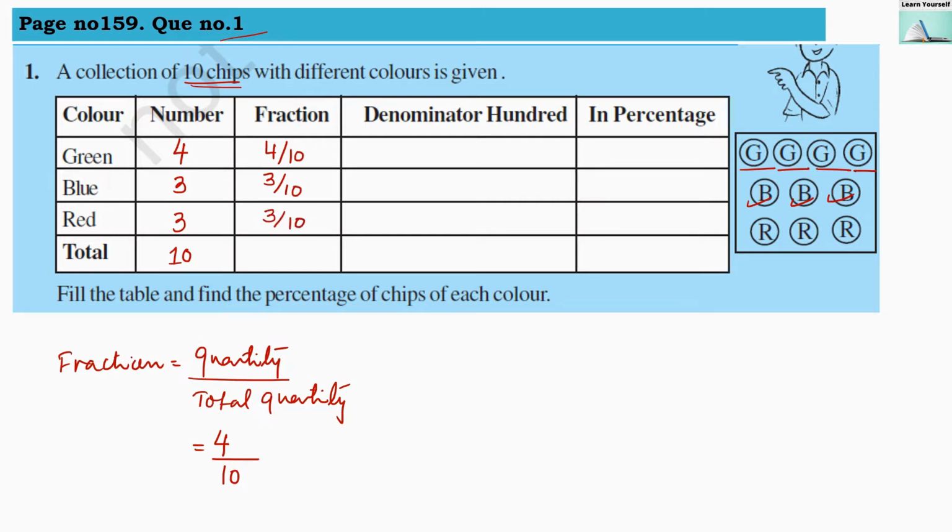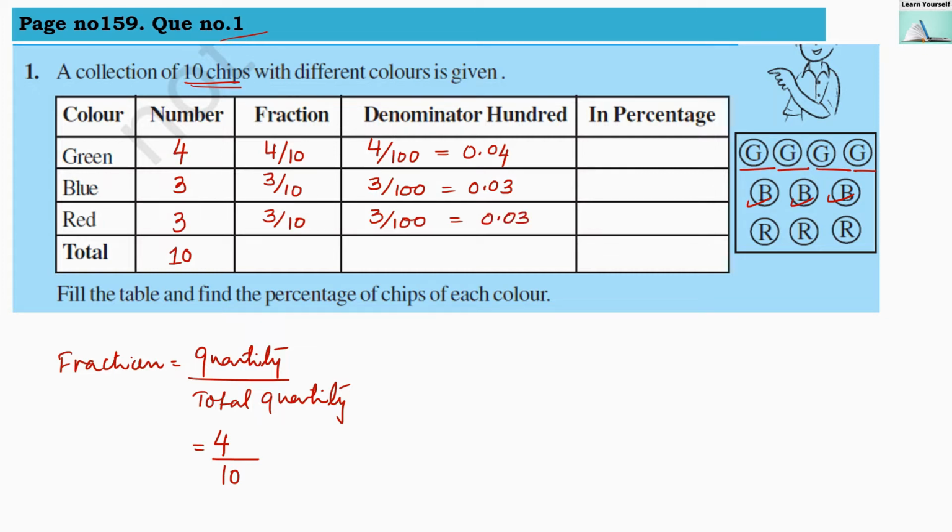Now when the denominator is 100, here in the fraction the denominator is 10. When we make the denominator 100, it is going to be 4 divided by 100. When the total quantity is 100, what will we get? 0.04. When the denominator is 100 for blue, we will get 0.03. When the denominator is 100 for red color chips, it is also going to be 0.03.